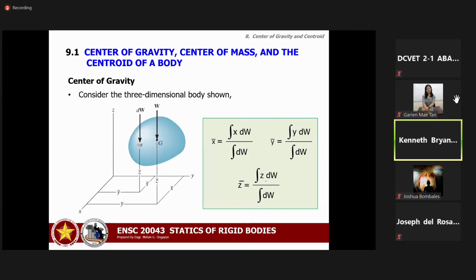So that's the center of gravity. The center of gravity is where the weight is acting, where the resultant weight is acting. So that's why we need to locate the center of gravity.